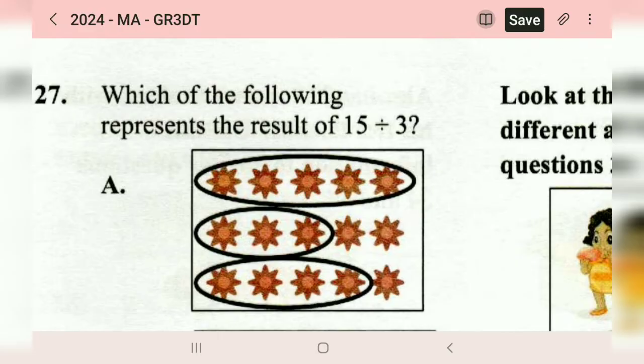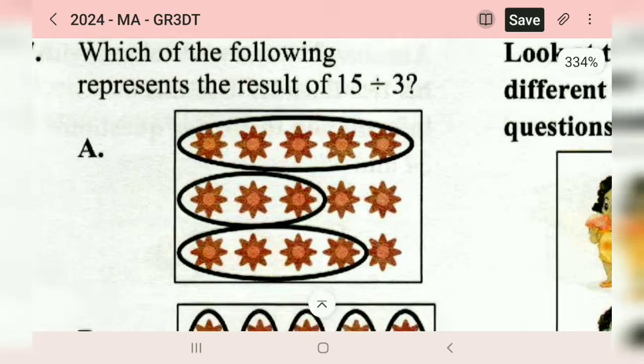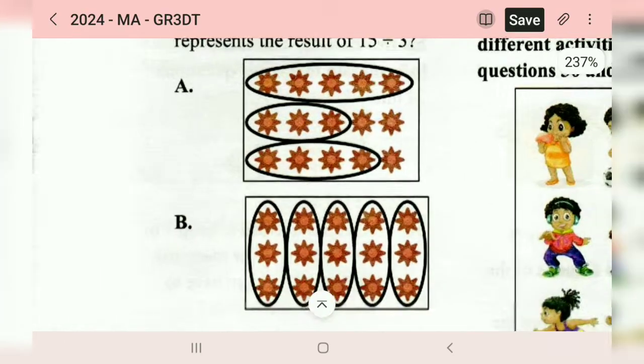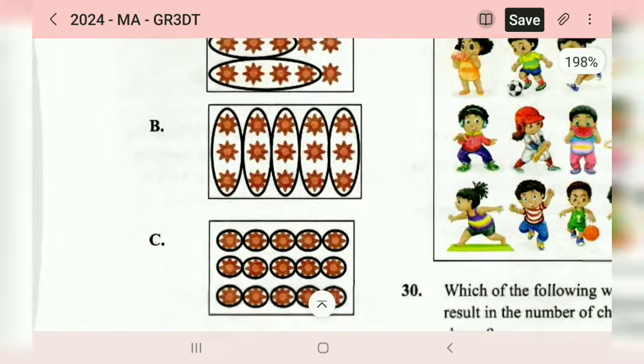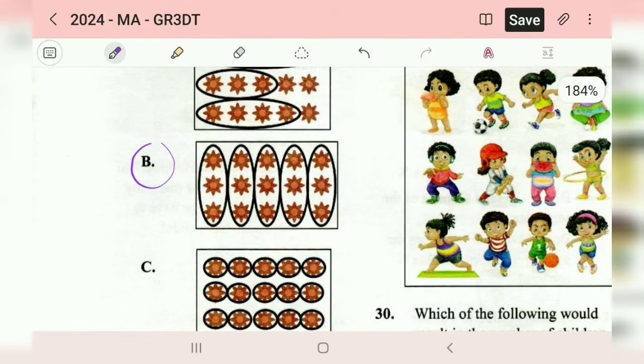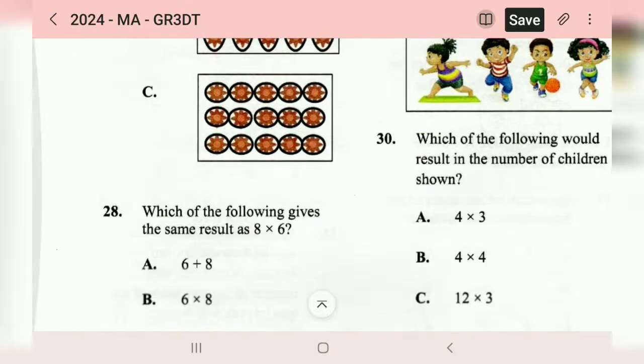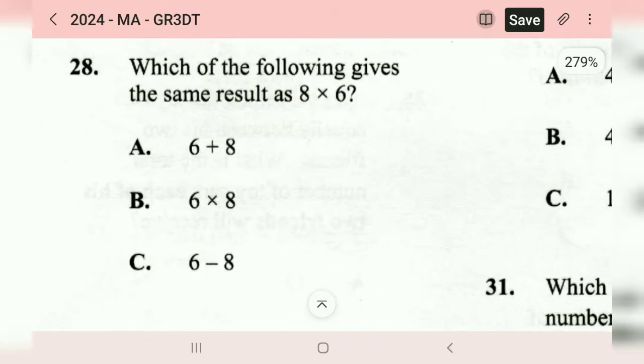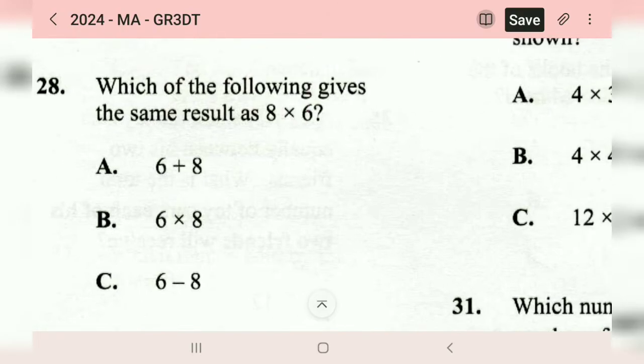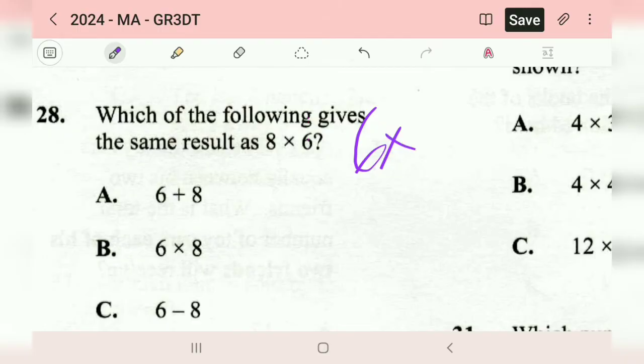Which of the following represents the result of 15 divided by 3? So which one is showing you 15 into groups of 3? And already we're seeing that it's B, 15 divided by 3. 28. Which of the following gives the same result as 8 times 6? It's just the reverse. 6 times 8 will be the same. 6 8s are 48. 8 6s are 48. So 6 times 8 is the same as 8 times 6.